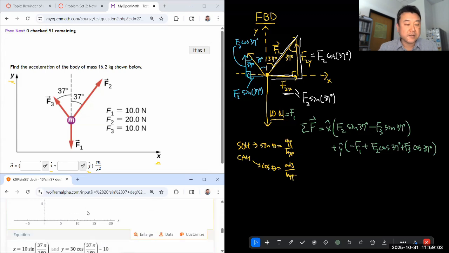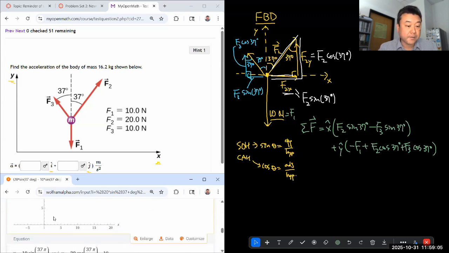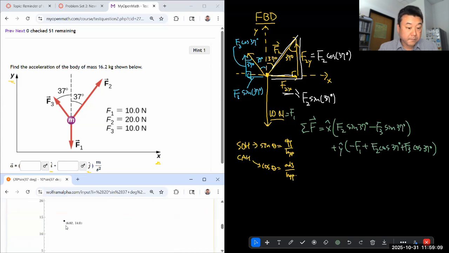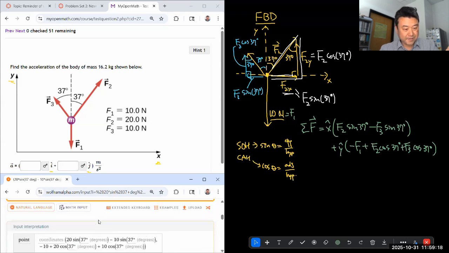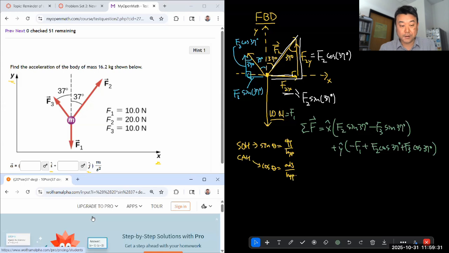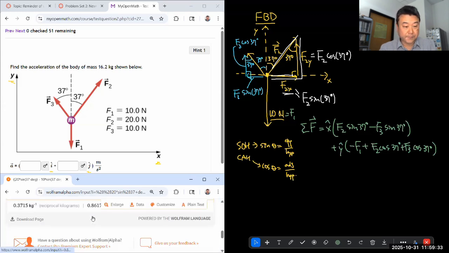If I sketch the net force F, it'll have an ending point there. Now, they're not asking us for the net force itself, so I would put in 6 and 14. They're asking for the acceleration. And here's the reason I put it in this way. In this format, I can just divide the whole thing by mass, 16.2 kilogram, and that'll just give me components of acceleration right here in this format.